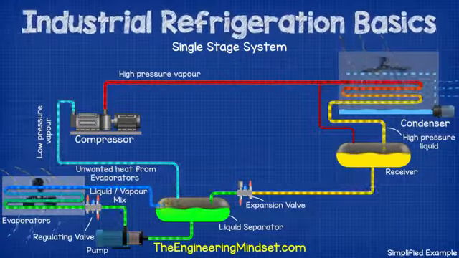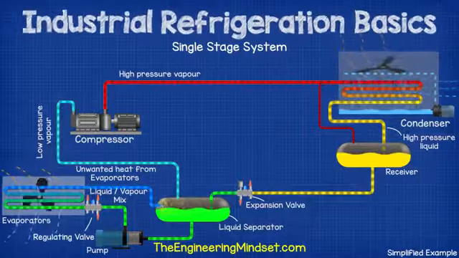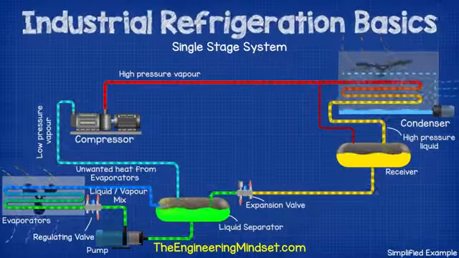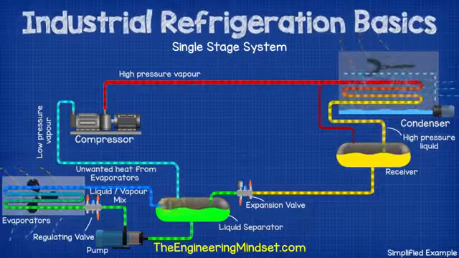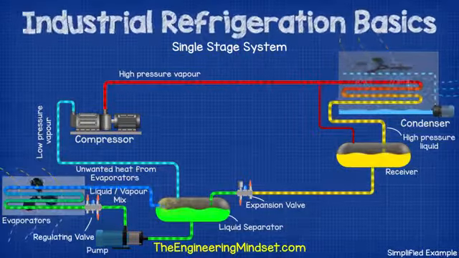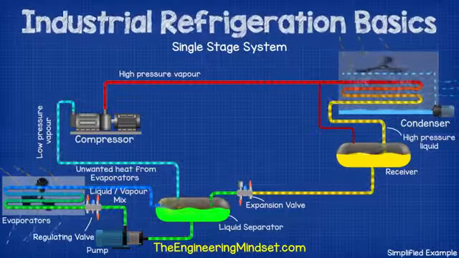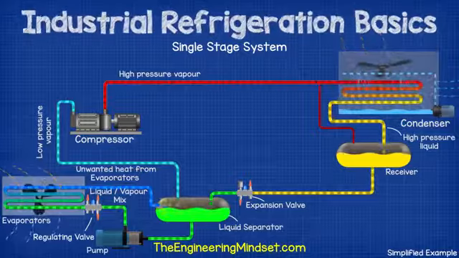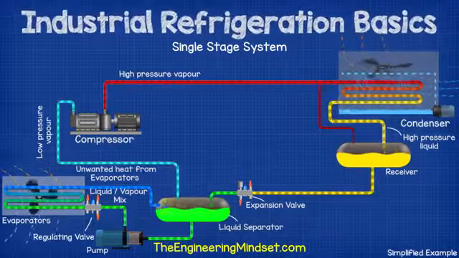The refrigerant leaves the evaporator as a liquid vapor mixture and heads back to the liquid separator. The refrigerant which is liquid falls down and repeats the cycle through the evaporator. The refrigerant which is vapor rises and is sucked back into the compressor to repeat the entire cycle again. The refrigerant enters the compressor as a low pressure vapor refrigerant.